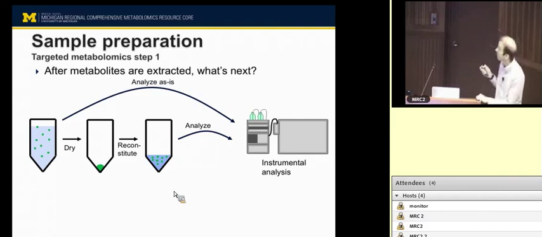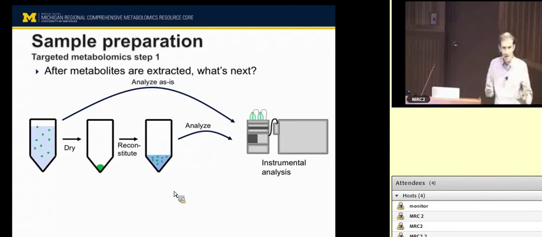So targeted metabolomics is what you do when you already know what you're looking for. You come to us and say, I'm interested in studying acylcarnitines in the context of diabetes, and I want to measure acylcarnitines in this blood sample or amino acids in this cell culture. So if you know what you're looking for, a particular class of metabolites, then targeted is a good place to go. Targeted metabolomics usually measures tens or low hundreds of compounds.